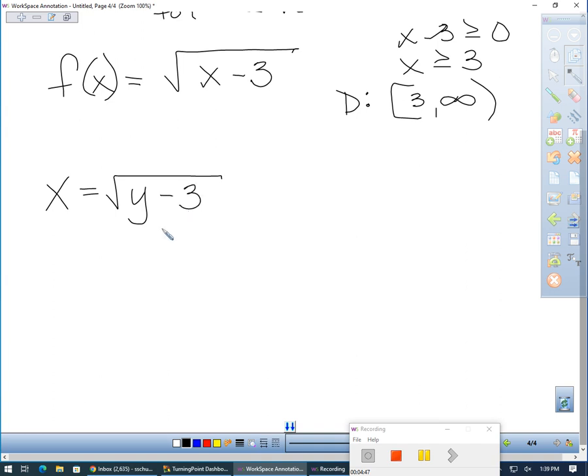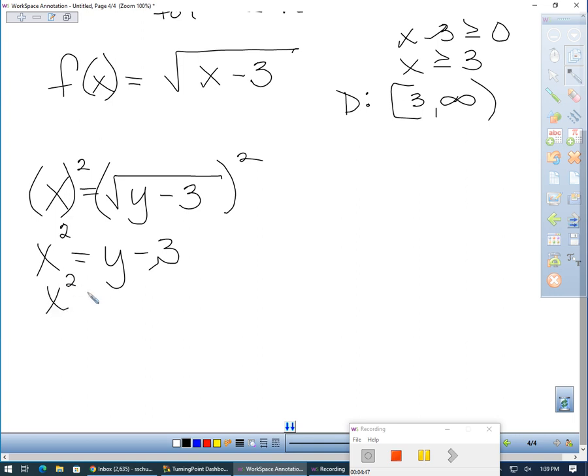How do we get rid of that square root? Square it, right? So you raise it to the 2. Okay. So we're going to square this side and we're going to square this side. So I get x squared equals, on this side the square root and the squared cancel, I get y minus 3. Then what do we do? Add 3 to the other side, so I get x squared plus 3 equals y, and I'm going to write that as an inverse function.